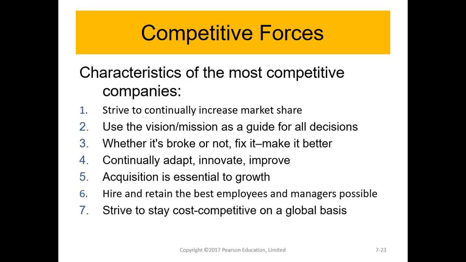Whether it's broke or not, they fix it and make it better. Do you remember that rule, when we were talking about the problems of not developing strategies and managing by the approach that if it's not broken, don't fix it? No. Here, competitive companies or high rivals are the companies that, even if it's still working, still try to make it work better. So this means that they are high competitors. They continually adapt, innovate, and improve.